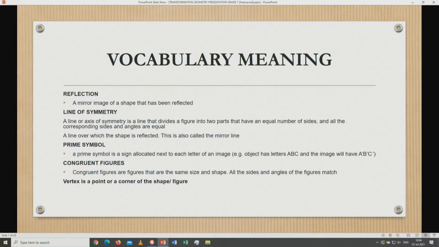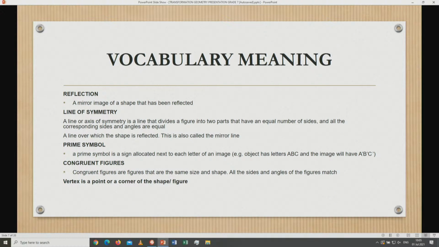Line of symmetry. A line of symmetry or axis of symmetry is a line that divides a figure into two parts that have an equal number of sides, and all the corresponding sides and angles are equal. It is a line over which the shape is reflected. This is also called the mirror line. You will see more about the line of symmetry when it gets to reflections.